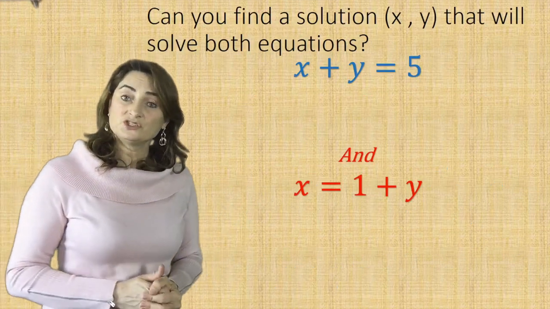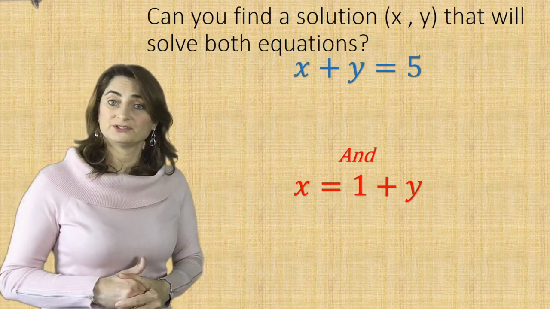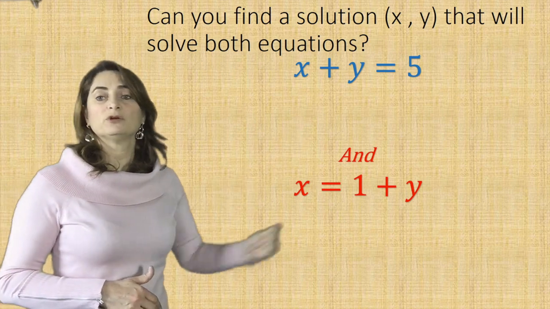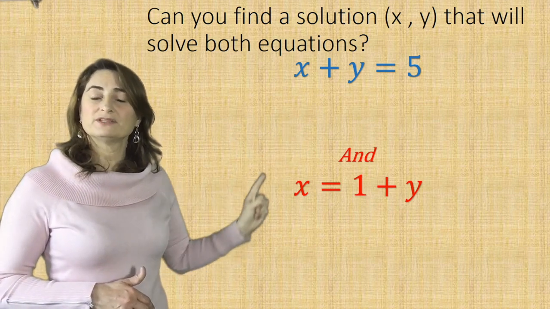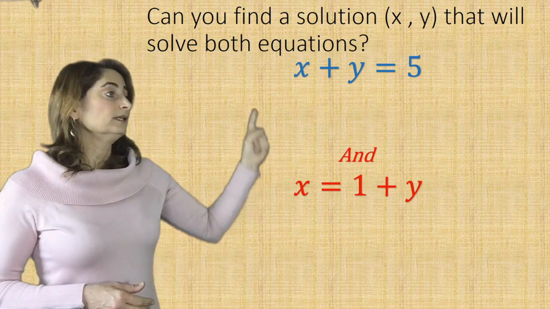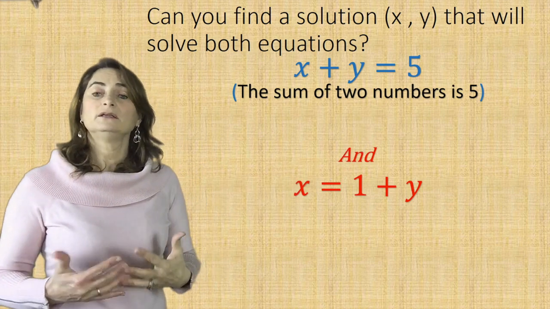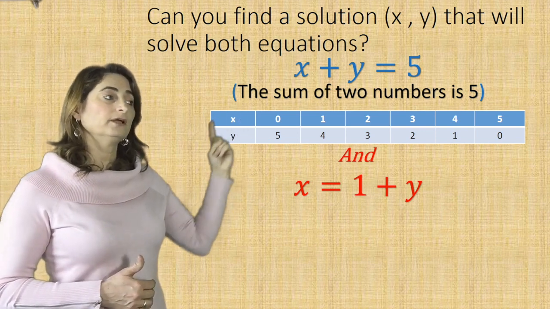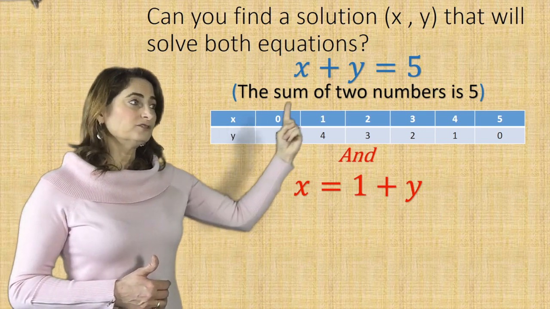Here's an easy example to start with. Can you find a solution x and y that will solve both equations? x plus y equals 5 and x equals 1 plus y. So this is called a system of linear equations because they both have the same kind of variable, x and y. To start with, let's make a table where the sum of two numbers is 5, where x plus y equals 5. Here's a table already made with x to start with 0 and y is 5. If I add them, I get 5. 1 plus 4 is 5, 2 plus 3 is 5.